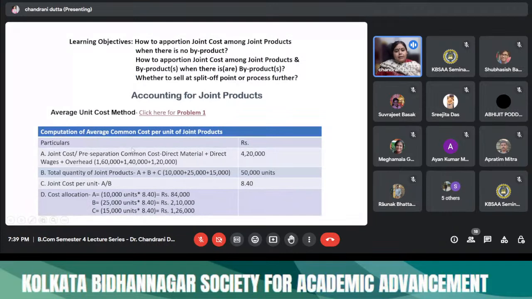See what it says: joint cost, pre-separation cost, material, labor and overhead, the aggregate comes to 4,20,000, and the total quantity of the joint products is 50,000 units. So 4,20,000 divided by 50,000, the joint cost per unit, comes to 8.40. Once you get this, 8.40 into 10,000 units is the share of A, 8.40 into 25,000 units is the share of B, and 8.40 into 15,000 units is the share of C. So this is the cost allocation. Okay, so this is the first basic method. Okay, understood?